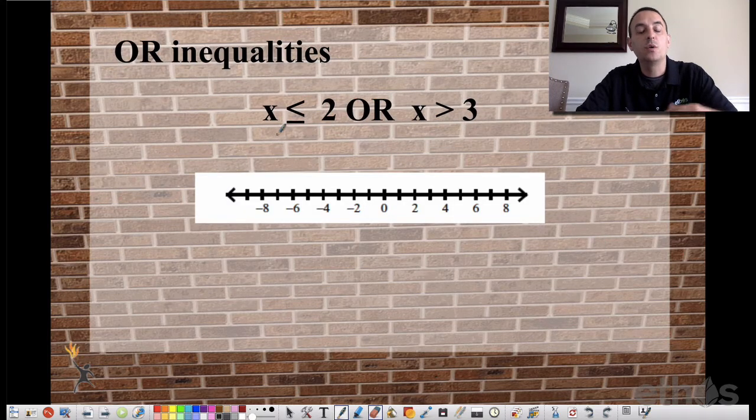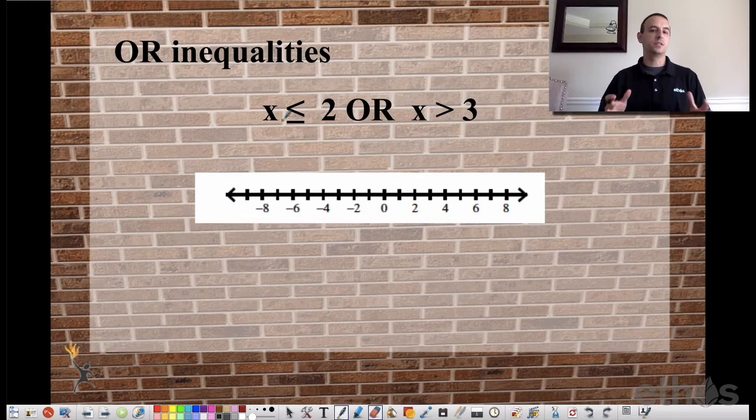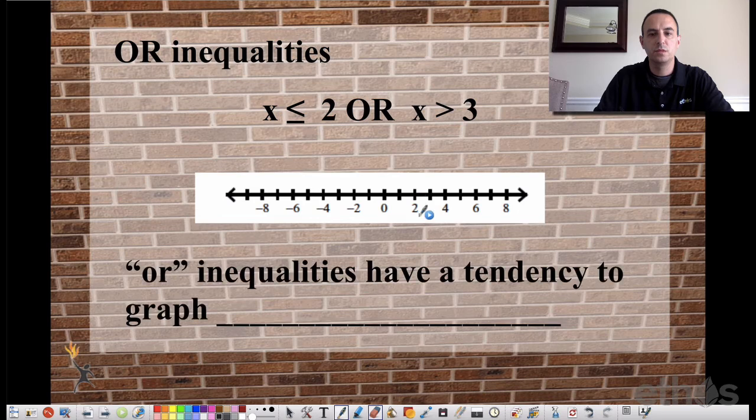So let's take a look at the or inequalities first. Let's take a very simplified version of this first example, and this is in your notes. X is greater than or equal to 2. Okay, that's something we want to graph. Greater than or equal to 2 means we're going to close the circle.